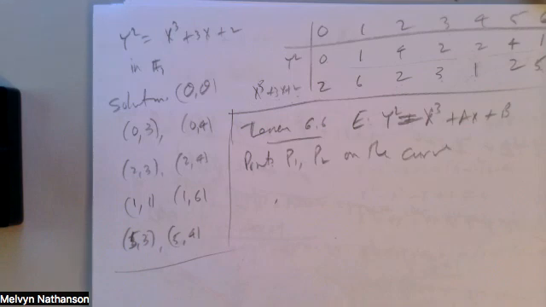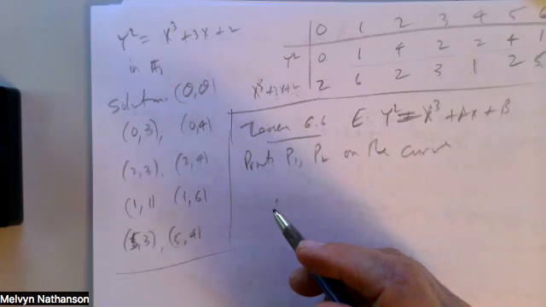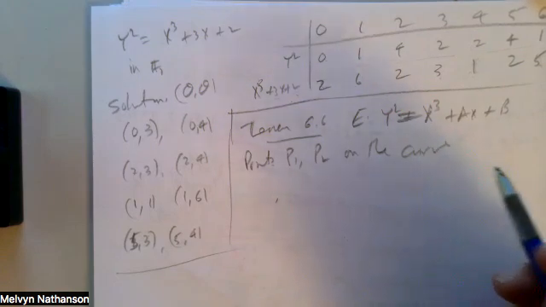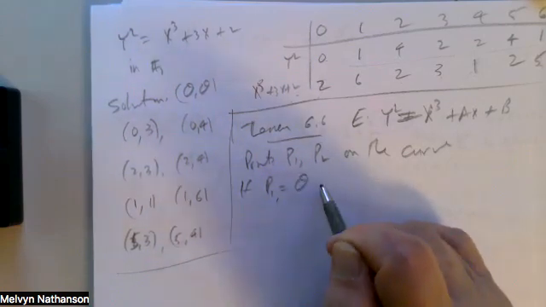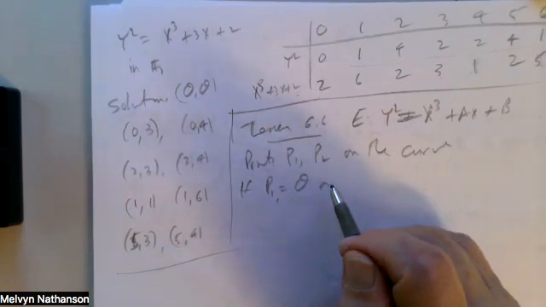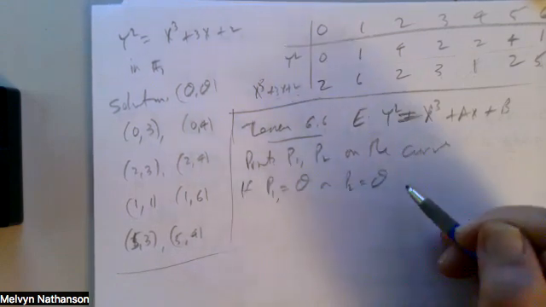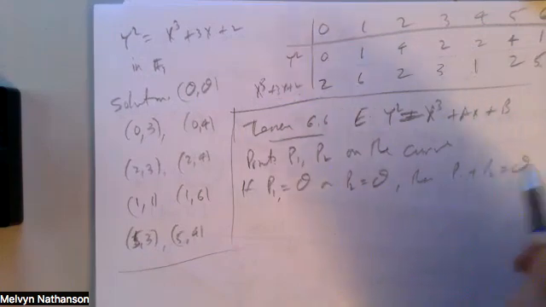This is really just writing down what you do when you solve by hand: drawing the line through 2 points to find the point of intersection, the third point on the curve, reflecting it through the x-axis and defining that as the sum. So P1 and P2 are points on the curve. If P1 is the point at infinity, or P2 is the point at infinity, then P1 plus P2 is the point at infinity.